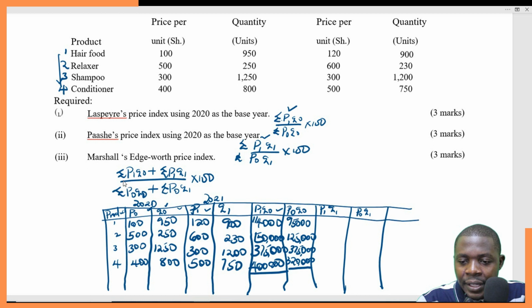Next is P1 multiplied by Q1. That is 120 multiplied by 900, we get 108,000, I record it here. Then for product 2, 600 multiplied by 230, we get 138,000.